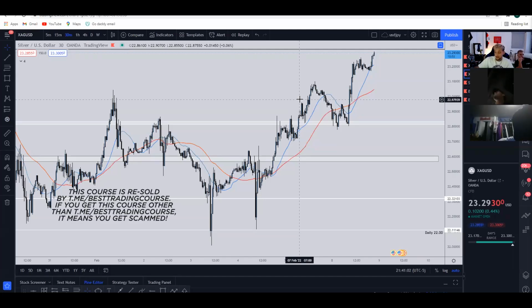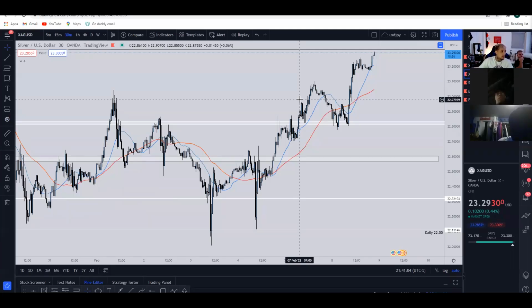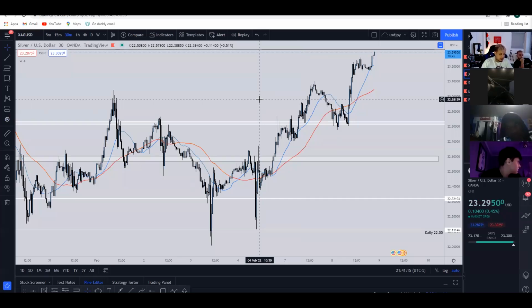Anybody else have any questions? What time do you usually take your trades? It depends. Typically 2 a.m., 3 a.m. is when I'm trading London. If yesterday I didn't have an entry on silver, I'll wait it out. I think I started taking positions at 7 a.m. yesterday on silver.